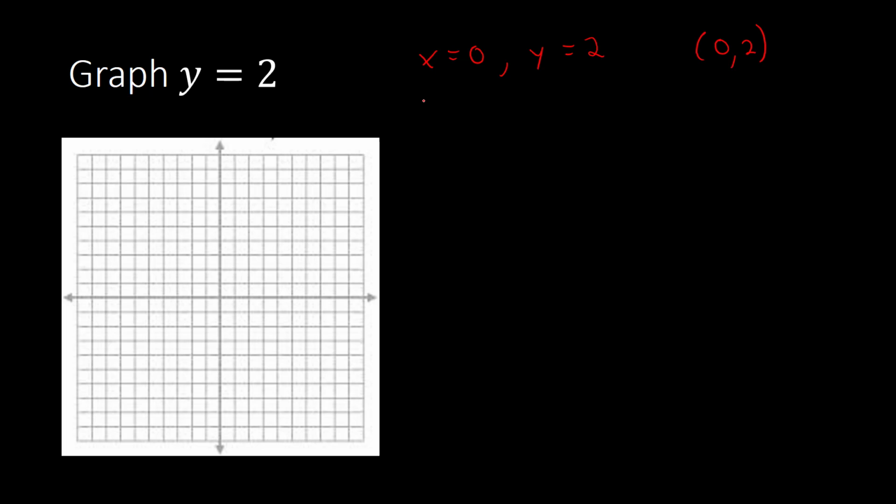Okay, well, maybe x could be something else. X could be 3. Well, if x is 3, y is still going to be 2. So another ordered pair we can have would be 3, 2. And it does not matter what I plug in for x. X can be negative 1, y would still be 2. So if we try plotting these points, 0, 2, you go over 0, up 2, we get this point right there. 3, 2 would be over 3, up 2, be right there. Other point would be negative 1, 2, be right there. If we connect these dots, what we have is going to be a horizontal line. And that would be your graph for y equals 2.